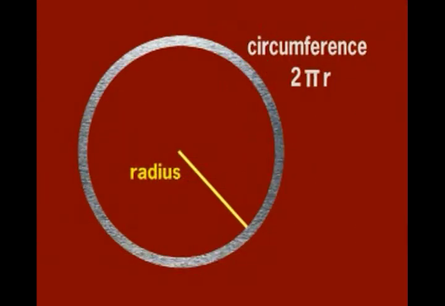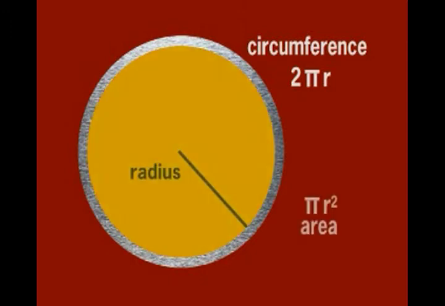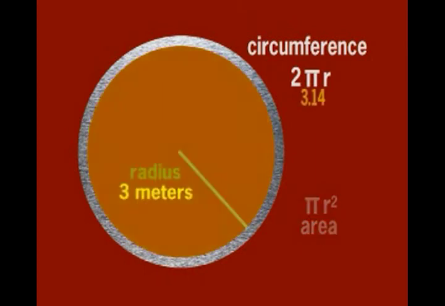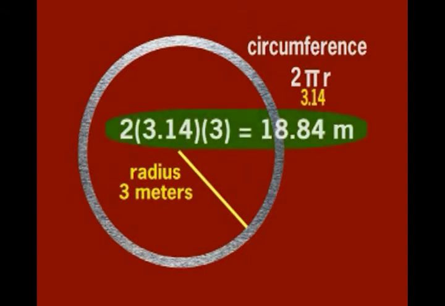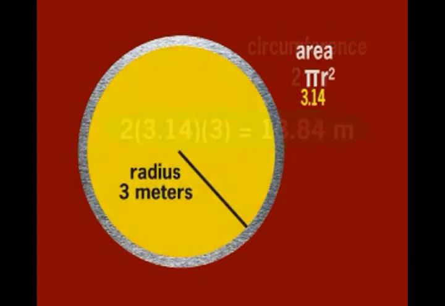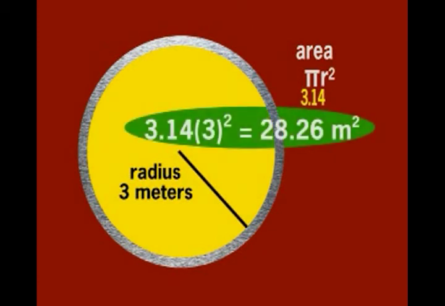The circumference and area of a circle of radius r are given by 2 pi r and pi r squared respectively. What is the circumference of a circle whose radius is 3 meters? Use 3.14 for the constant pi. 2 times 3.14 times 3 equals 18.84 meters. What is the area of that circle? 3.14 times 3 squared equals 28.26 square meters.